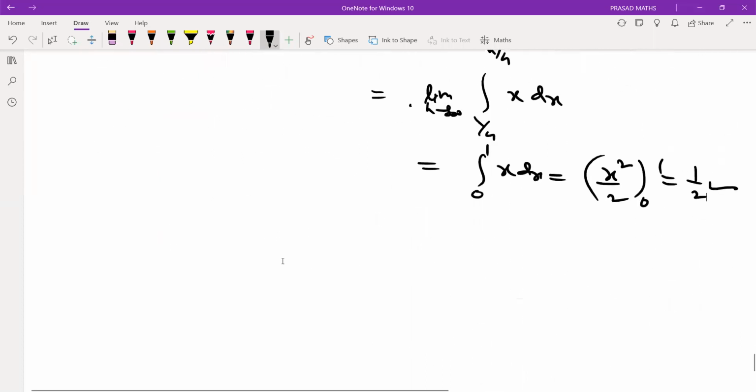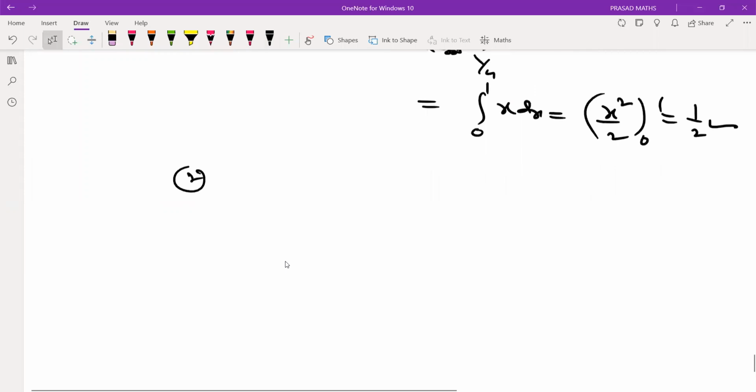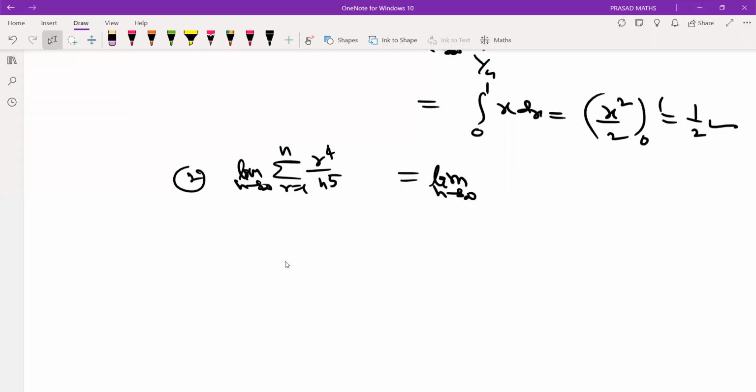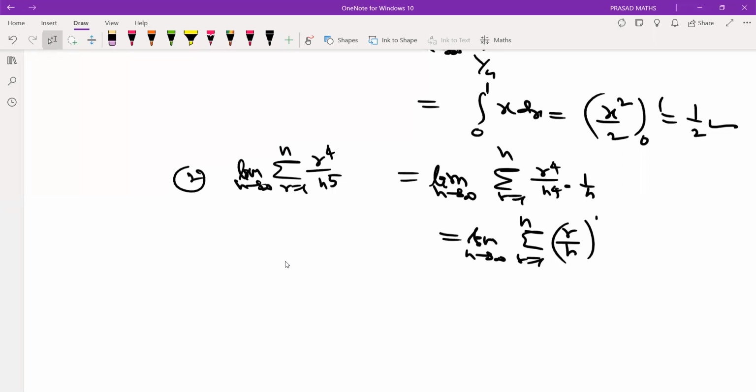Okay, suppose you are given another question. Find the sum of limit n tends to infinity, summation r equals 1 to n, r power 4 by n power 5. This is exactly limit n tends to infinity, summation r equals 1 to n, r power 4 by n power 4 into 1 by n. So this is exactly limit n tends to infinity, summation r equals 1 to n, a function of r by n whole power 4 into 1 by n. Now it is in the form f of r by n into 1 by n.